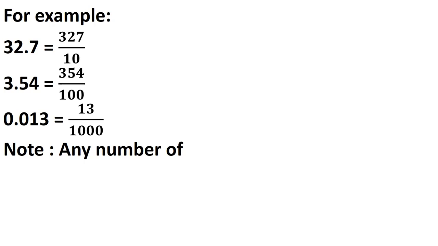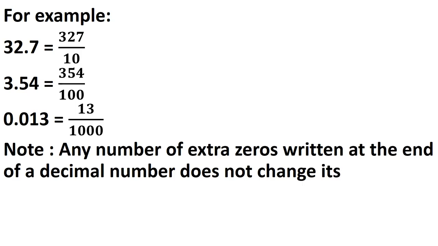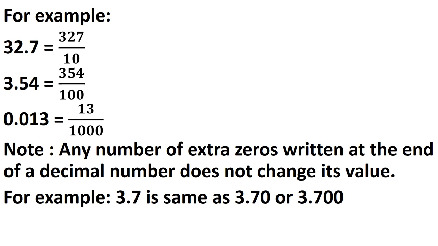Note, any number of extra zeros written at the end of a decimal number does not change its value. If we write zeros after the decimal number, at the end, it will not change its value. See the example: 3.7 is the same as 3.70 or 3.700. All three are the same.